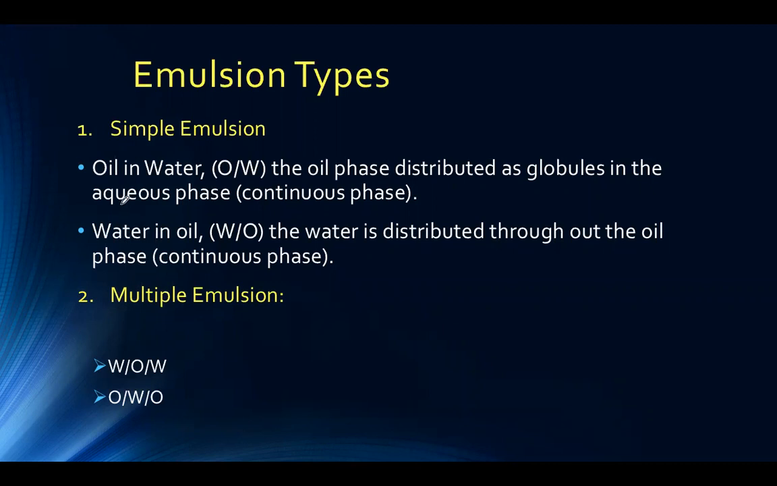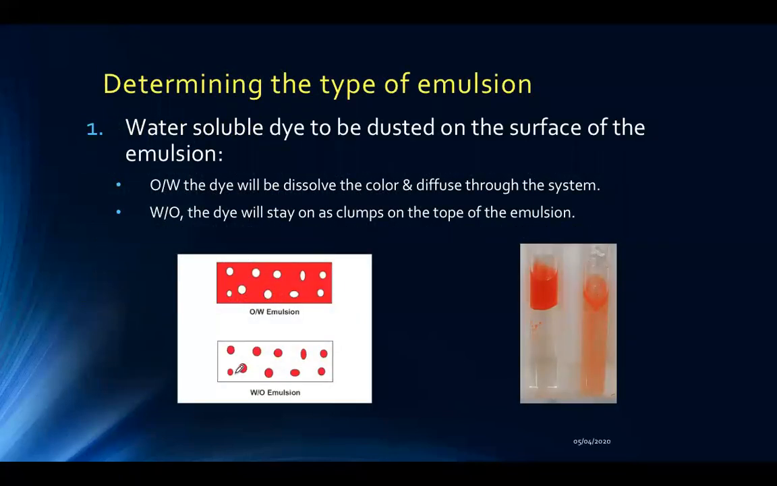So we said that we have two types of emulsion, oil in water and water in oil, and there are some multiple emulsions, which are water in oil in water or oil in water in oil, and we may talk about them at the end of this chapter.